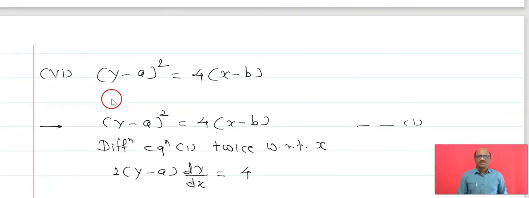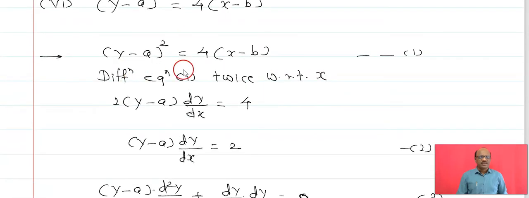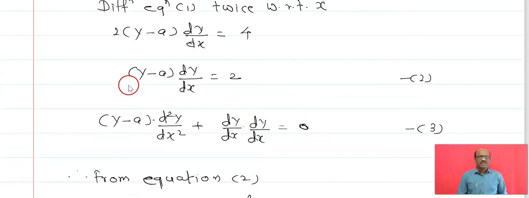Now the next problem is (y minus a) bracket square equals 4 in bracket x minus b. Now again we will differentiate this equation. What's the derivative of (y minus a) bracket square? Its derivative is 2 in bracket y minus a into dy by dx. What's the derivative of x here? The derivative of x is 1. 1 into 4 is 4. The derivative of b is 0. And you will get 2 in bracket y minus a into dy by dx equals 4. Therefore, (y minus a) into dy by dx equals 2.